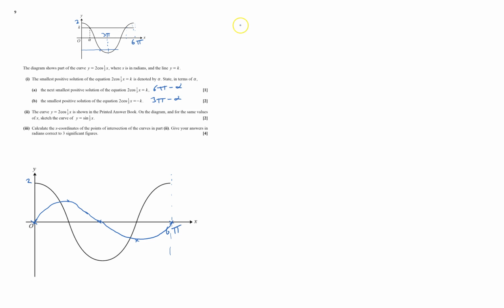Second part done, and now part 3. I have to calculate the x coordinates of the points of intersection of these two curves. So basically, I've got sine 1/3 of x equals 2 cos 1/3 x. And pretty obviously I need to get tan, don't I? So I'm going to divide both sides by cos 1/3 x, and that will give me tan 1/3 x equals 2. And so 1/3 x equals tan to the minus 1 of 2.